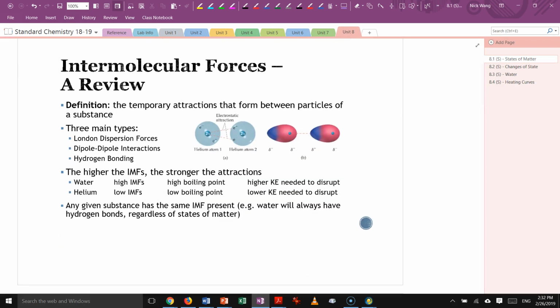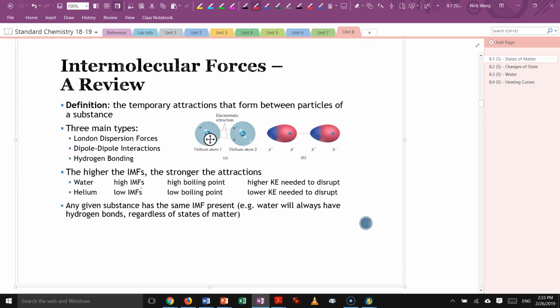Intermolecular forces, again just a brief review. These are the temporary attractions that form between particles of a substance as they bounce and float around. This is what allows them to be temporarily attracted. There are three main types: London dispersion forces, dipole-dipole interactions, and hydrogen bonding. We're not going to spend a ton of time going over each of those, but just know that those three together comprise the possible intermolecular forces that exist. And as you can imagine, the higher the intermolecular forces, the stronger the attraction. So these are worthwhile relationships to understand and memorize.